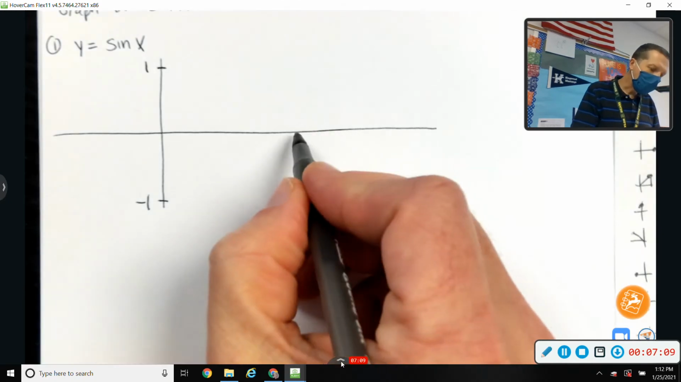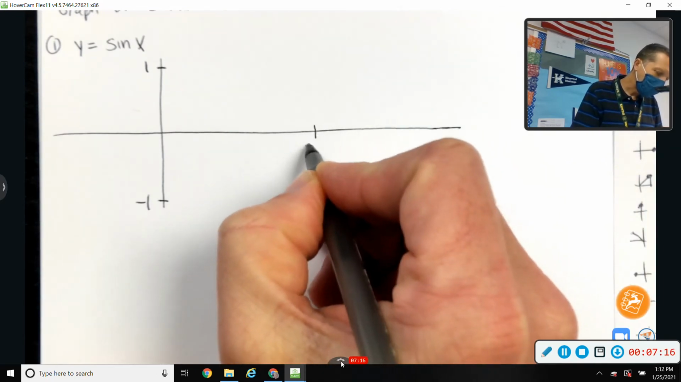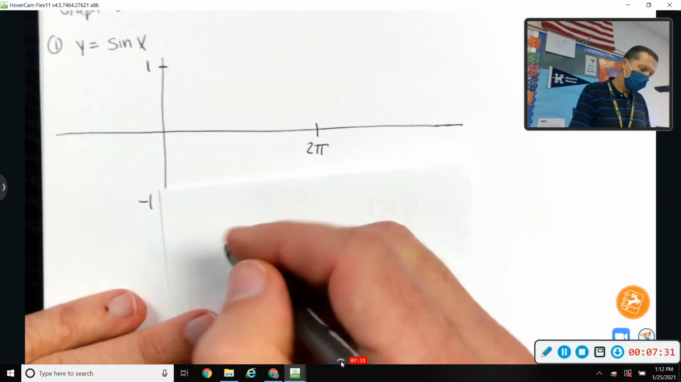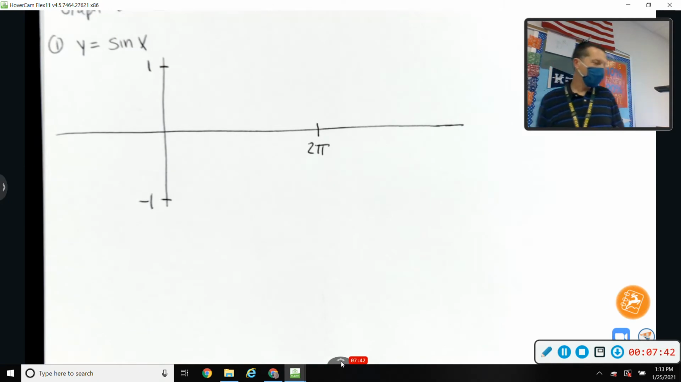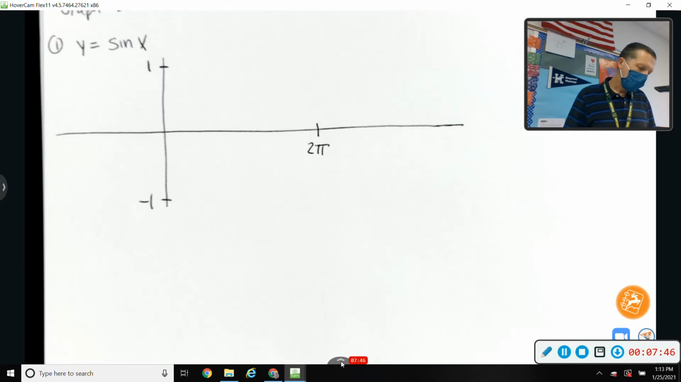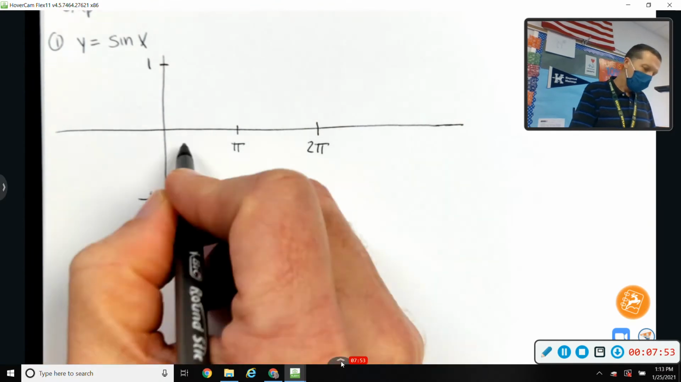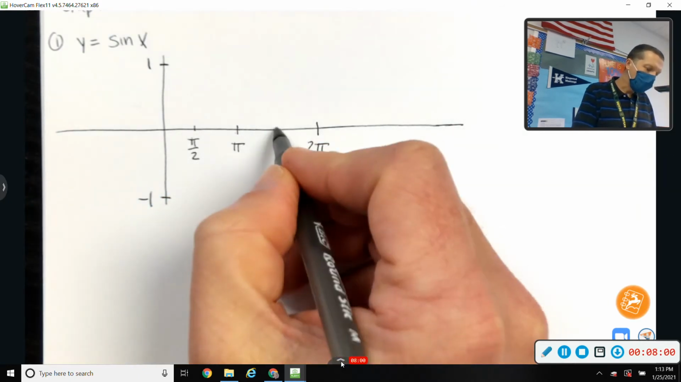And we're going to go to 2 pi, but don't put 2 pi all the way over at the right, because we're really going to go to 4 pi in a little bit. So put 2 pi halfway out there. But we got a lot of points in between 0 and 2 pi, so don't make your graph too small. Spread it out as wide as you can, and you'll have a better looking graph. Halfway between 0 and 2 pi would be pi. Halfway between 0 and pi would be pi over 2. Halfway between pi and 2 pi is 3 pi over 2.